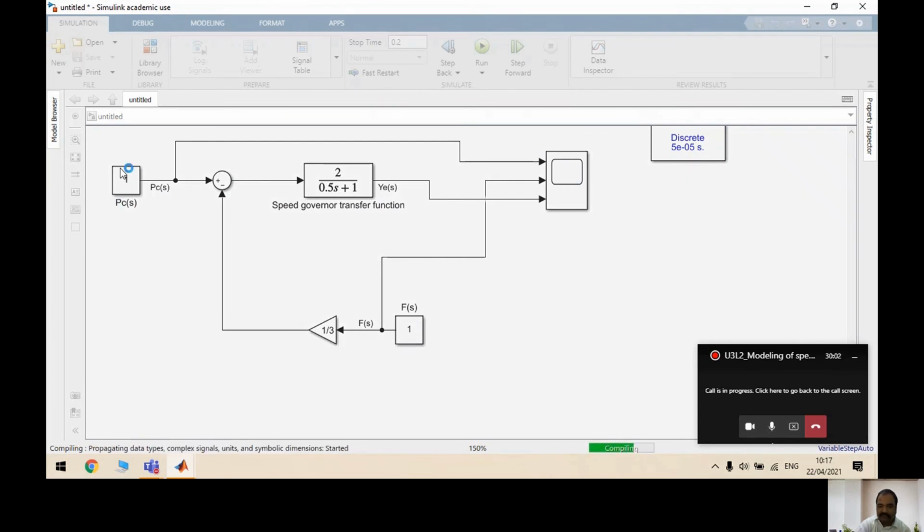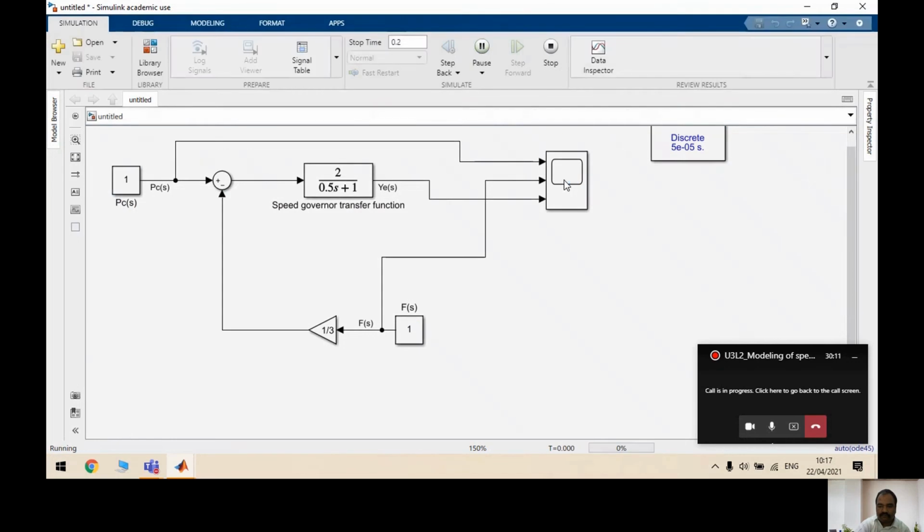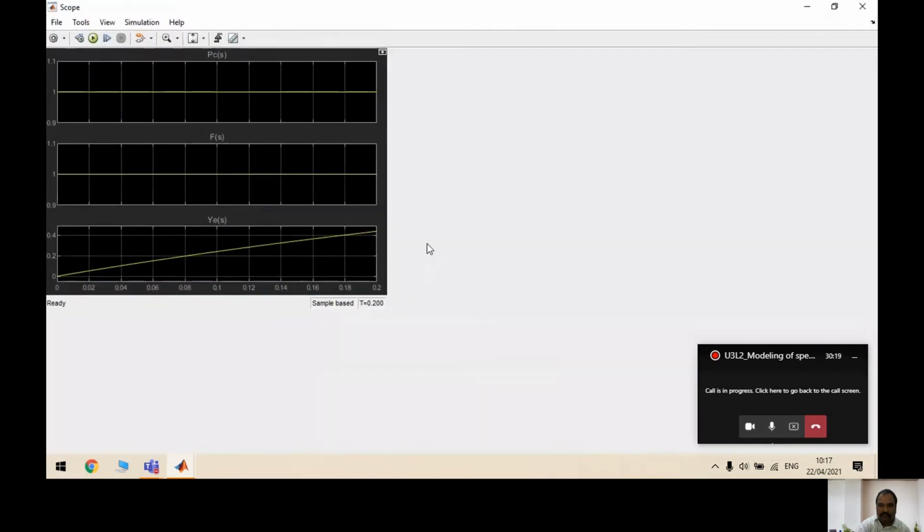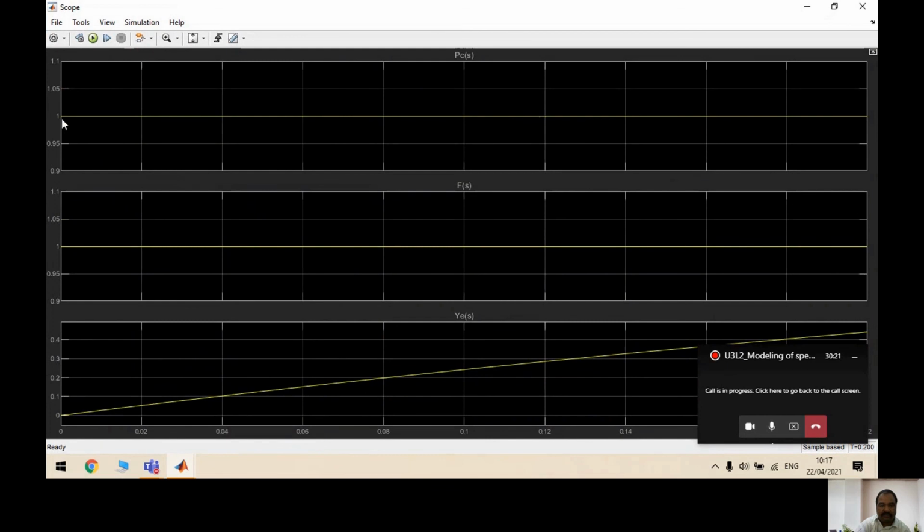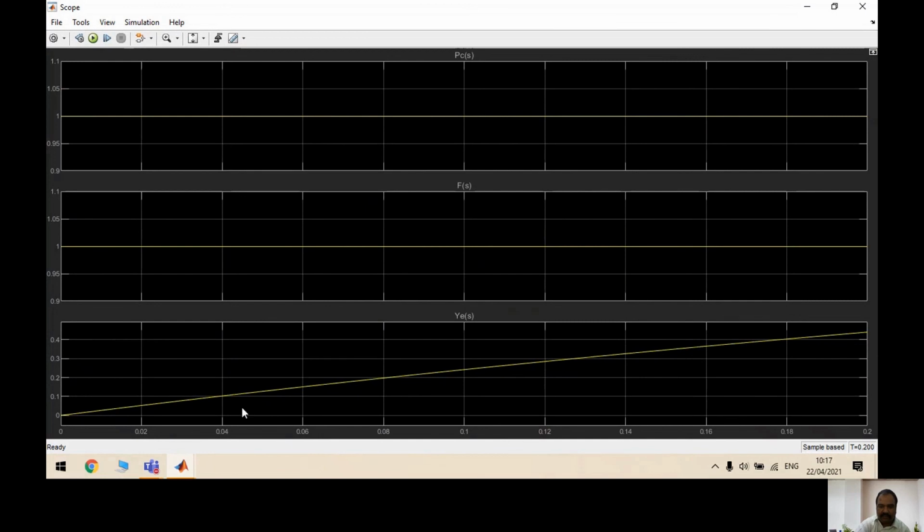These are all changes. Change in power command, change in frequency, and this is the change in steam valve setting. Now see, the change in power command is 1, PC of S, the change in frequency is 1, and YE of S. Initially it was 0, there was no change in the setting, but as the time progresses, there is a huge increase in the steam setting.